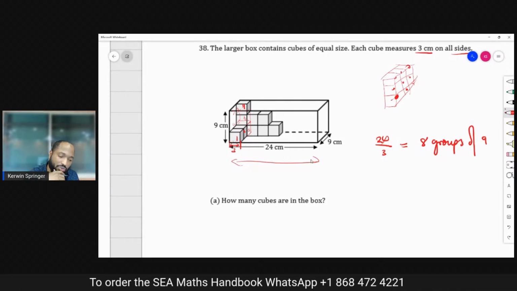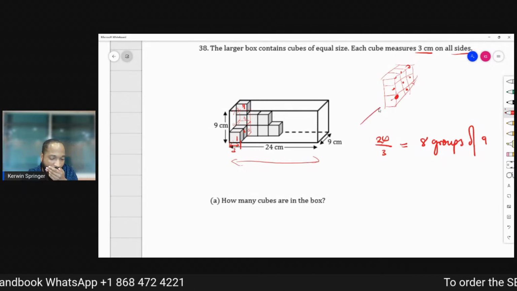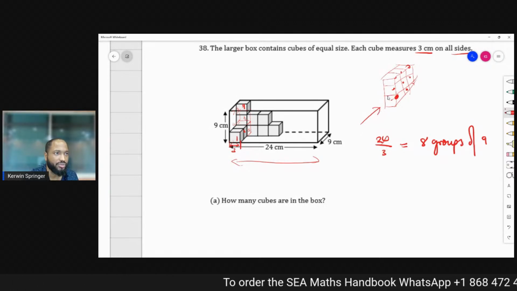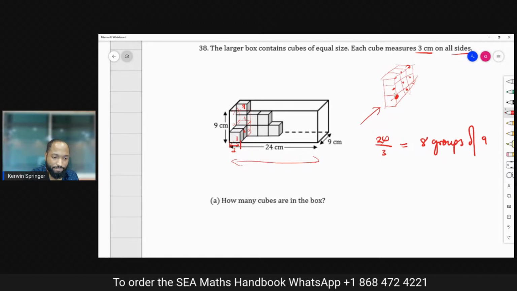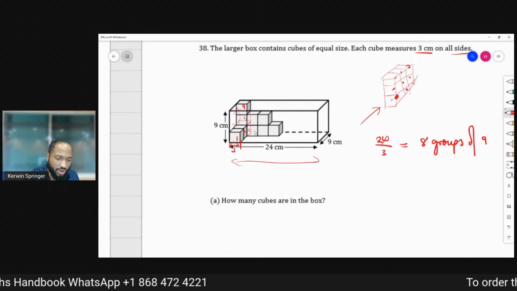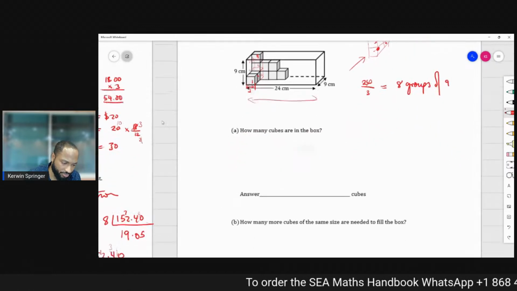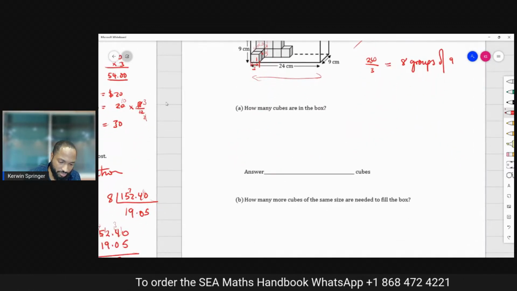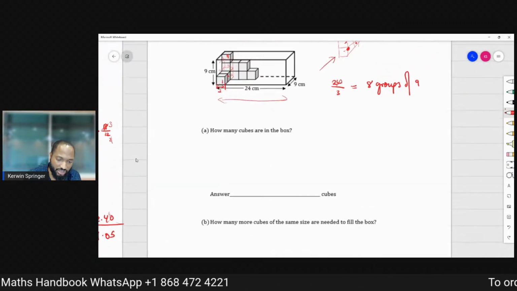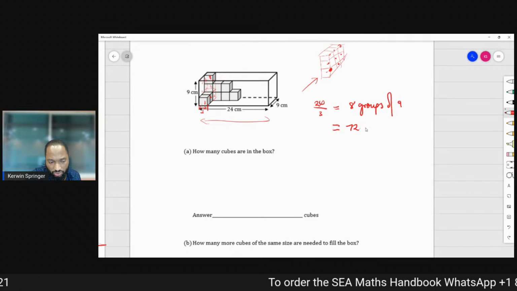So how many cubes will we have in all? So there's 9. There's 9 cubes. Hold on, how many more cubes of the same size are needed to fill the box? 8 groups of 9, so this is 72 cubes.